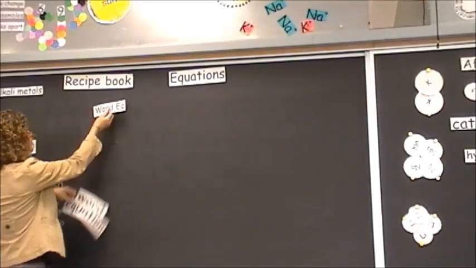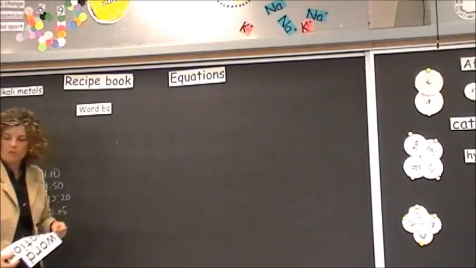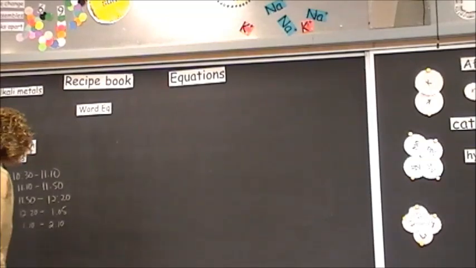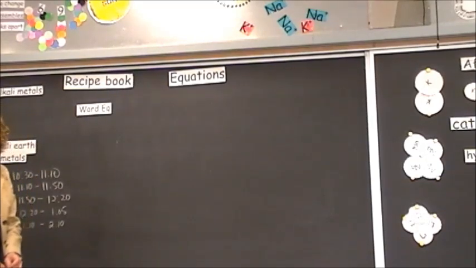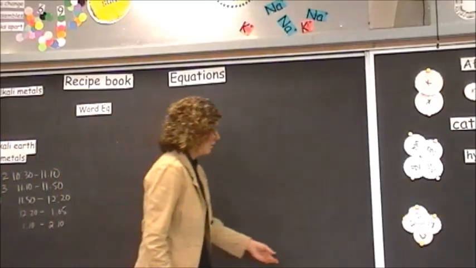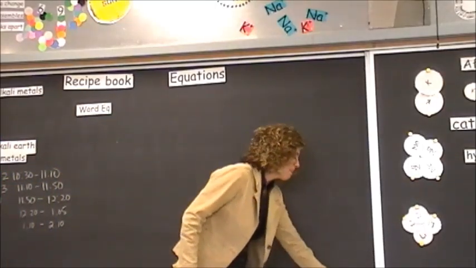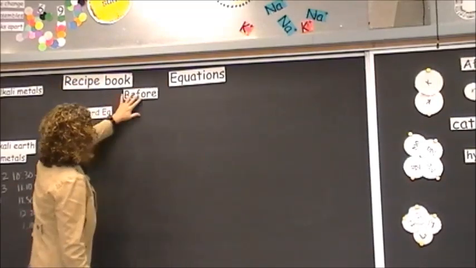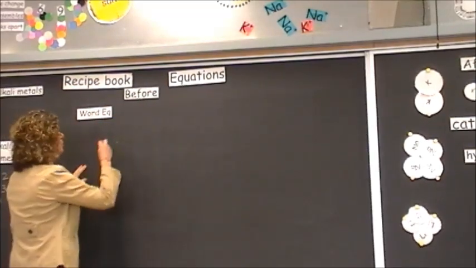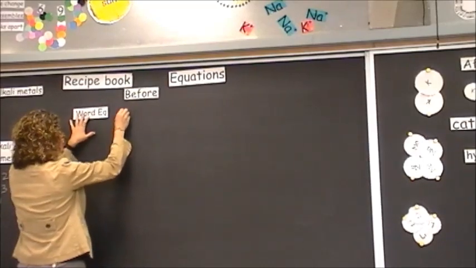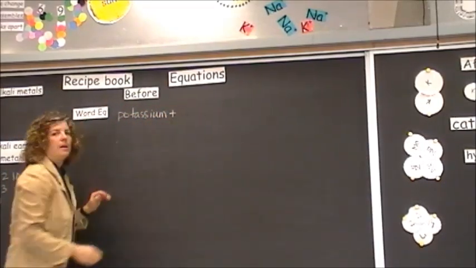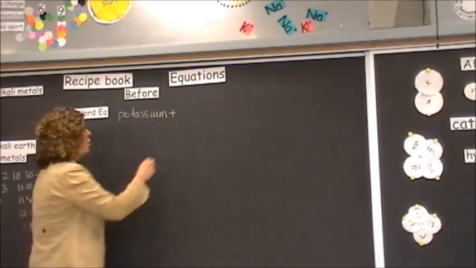This is my short form. I just need less space, so I have a little bit of a smaller magnet there. The before is what we started with. I'm just going to do this one. So we started with potassium, and we added the potassium to water.